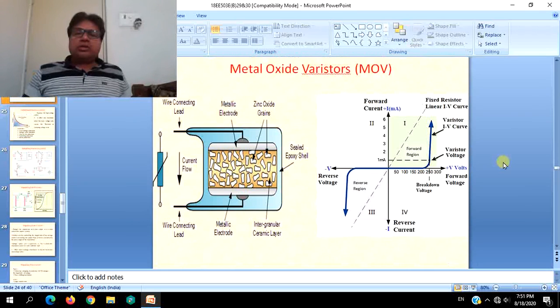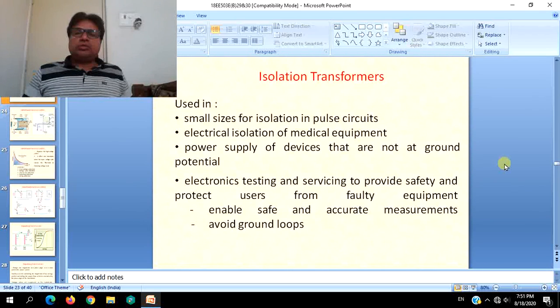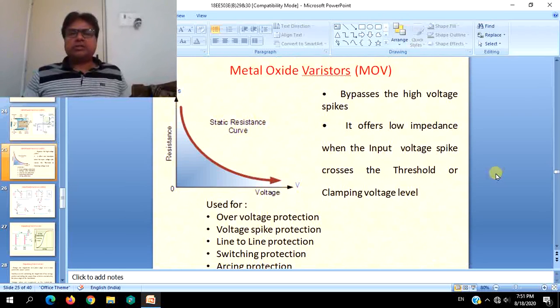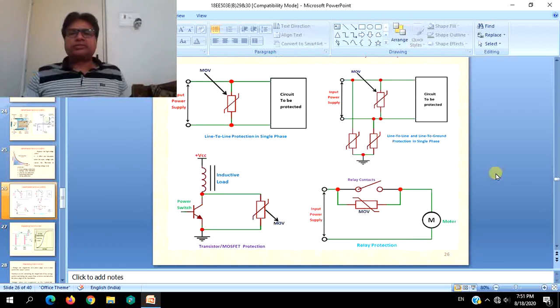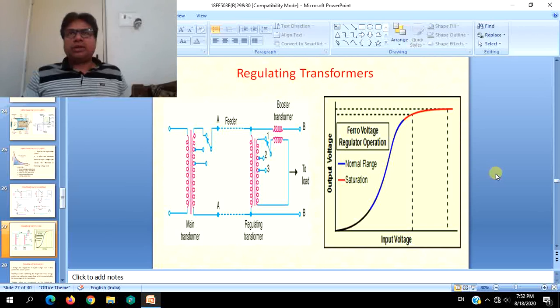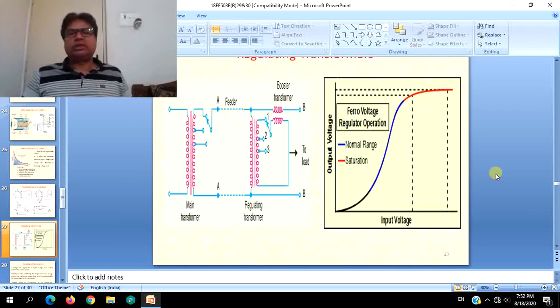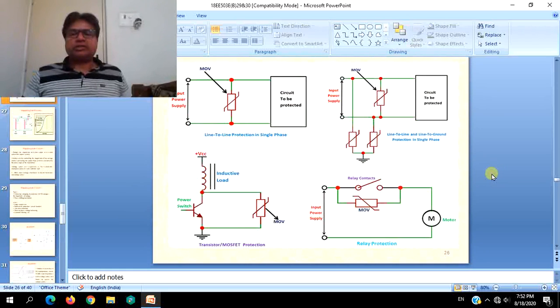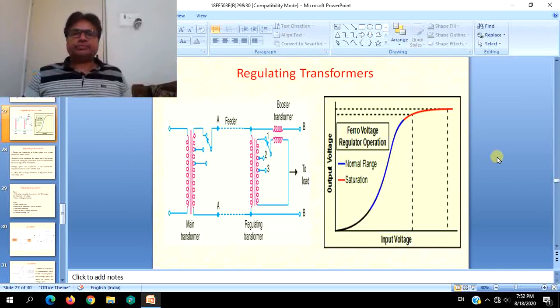So to avoid the hazards of voltage spikes and transients, isolation transformers and metal oxide varistors serve the purpose. Whereas isolation transformers provide the extra feature of electrical isolation, the MOVs cannot provide electrical isolation. But by diverting the path, they can avoid the hazard.